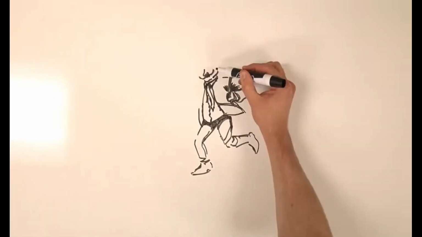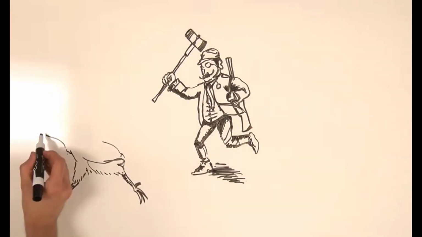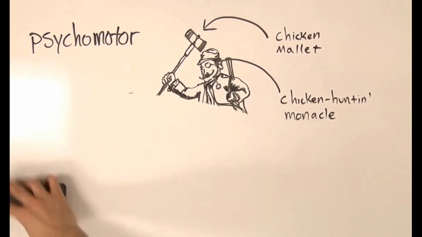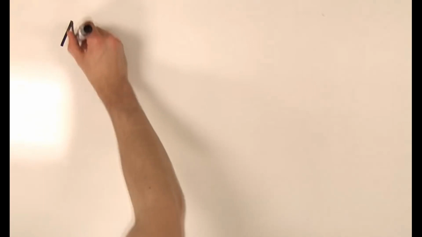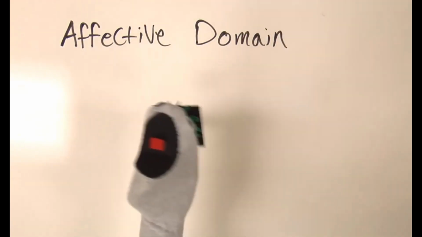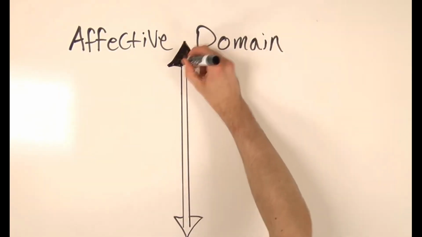The psychomotor domain involves the adoption of skills requiring hand-eye coordination and other physical tasks. It doesn't have a whole lot to do with library instruction, so we're going to skip right on over to the affective domain, which involves attitudes and values.